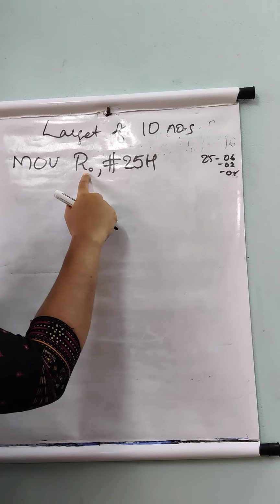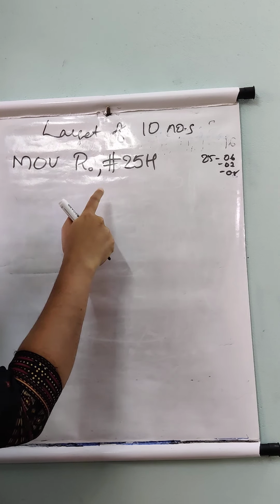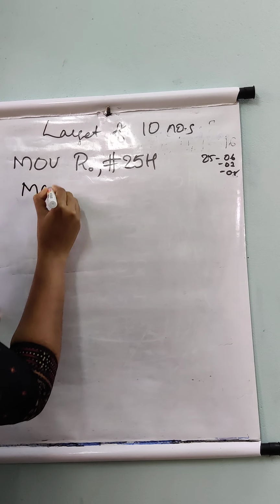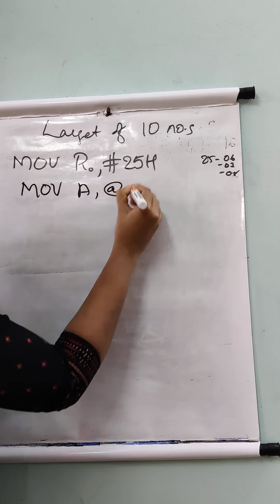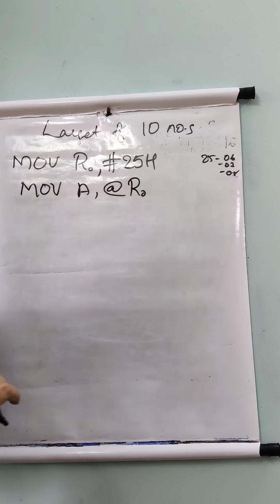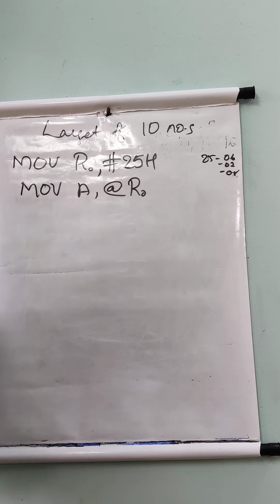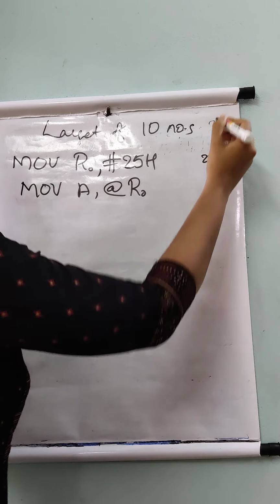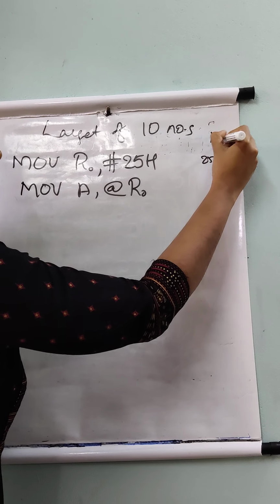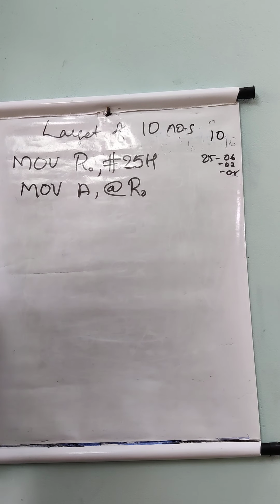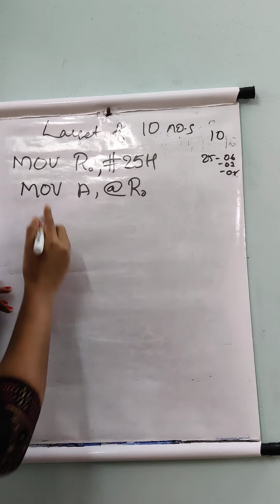So you first save the address in R0 and then move your first value to the accumulator. The value which is there in R0 will be moved to the accumulator. Your first value is there in the accumulator. Now the count is not 10. When you start, the count is 10. Now already one value is there in the accumulator and your count is 9 now.